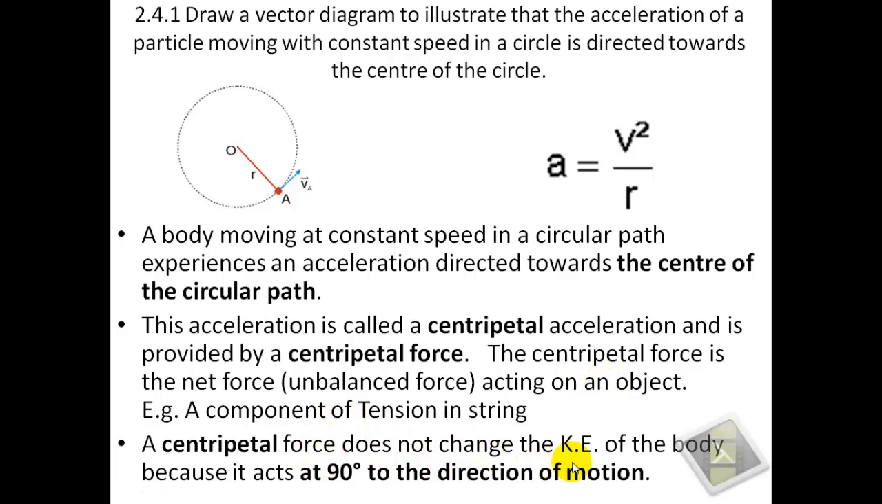Centripetal force, by the way, does not change the kinetic energy of the body. It doesn't make the body speed up because it's acting at 90 degrees to the direction of motion. If it acted in the same direction as the motion, A, it wouldn't be centripetal, and B, it would provide kinetic energy to the object. So it's always at right angles.